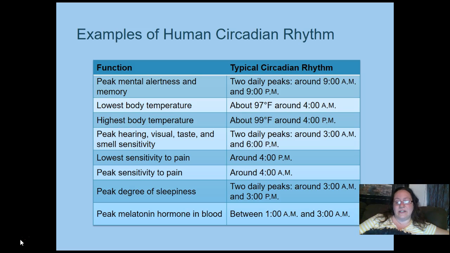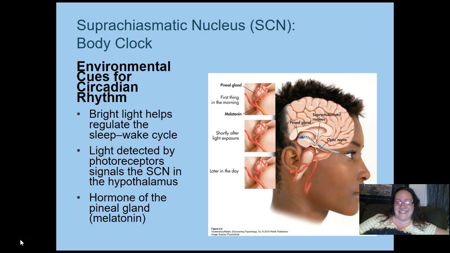So peak mental alertness, 9 a.m., 9 p.m., 2 daily peaks. You can kind of go through and read each of these. Sensitivity to pain. So if you want to get a tattoo, probably don't schedule it for 4 in the morning. Do maybe 4 in the afternoon. Lowest sensitivity to pain. So, you can use these to your advantage.